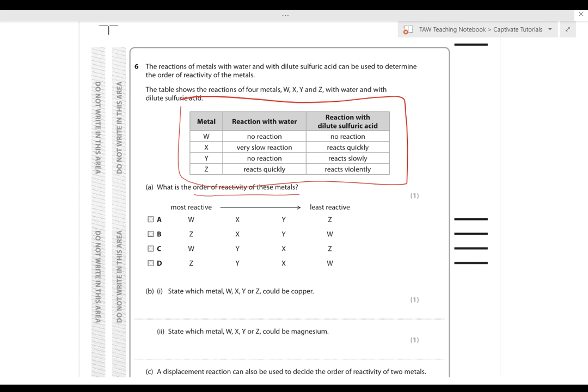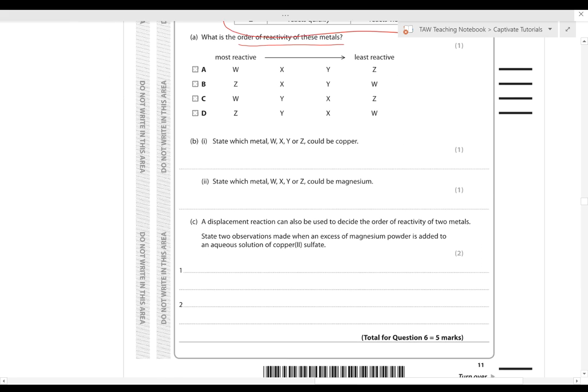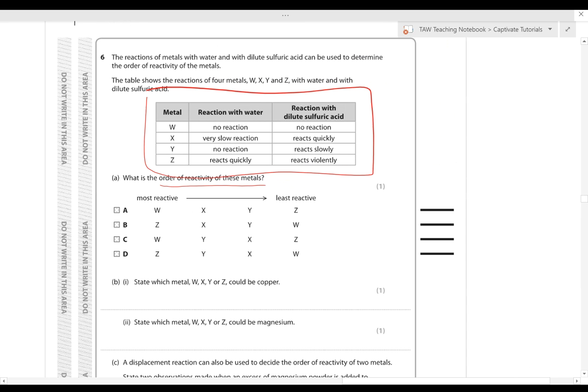So I can see from here clearly that W, move back to the question, W is the least reactive because it doesn't have any reaction with either water or sulfuric acid. So already we can eliminate A and C because we know that W is the least reactive.